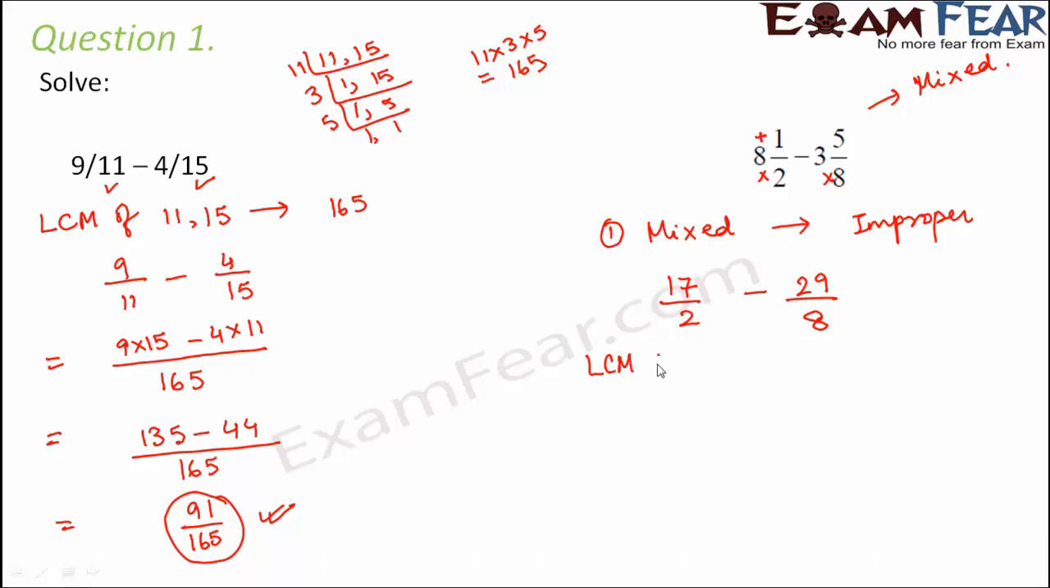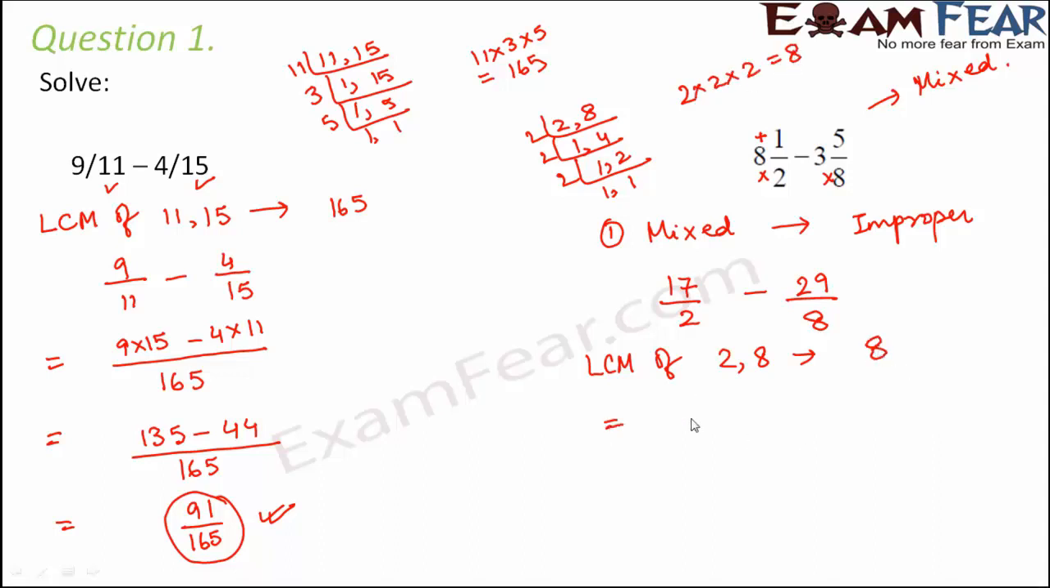So what we have to do, we will have to find out LCM of 2 and 8. Now let's find LCM of 2 and 8. So 2 1s are 2, 2 4s are 8, 2 2s are 4, 2 1s are 2. So the LCM would be 2 into 2 into 2, which is equal to 8. So their LCM is 8. Therefore, the denominator will become 8. Now 2 into how much is equal to 8? 4. Therefore, 17 into 4 minus 8 into how much is equal to 8? 1. Therefore, 29 into 1.